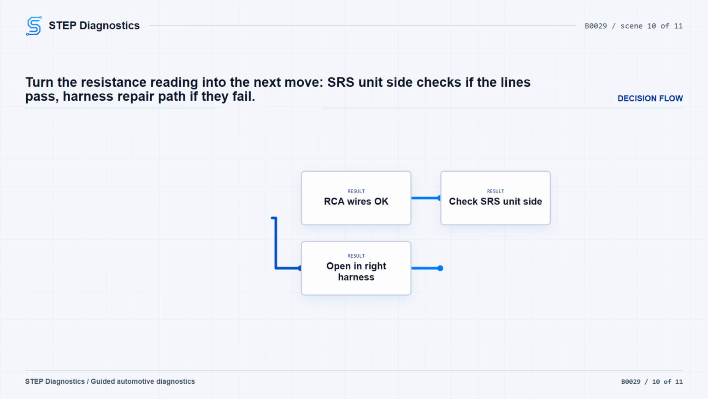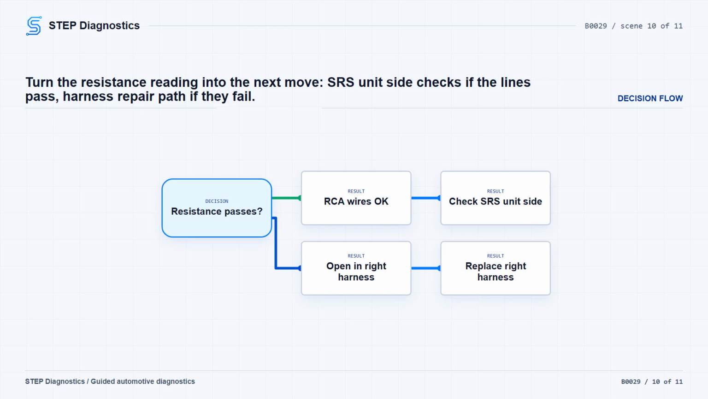At that point, focus on the SRS unit side. Check for a poor connection at SRS unit connector B and the SRS unit. Before replacing the SRS unit, check the SRS unit software version with the HDS. If the software is not the latest, update it and retest. If the connection is OK and the diagnostic path still supports it, replace the SRS unit. If the DTC still does not clear, replace the right side wire harness.